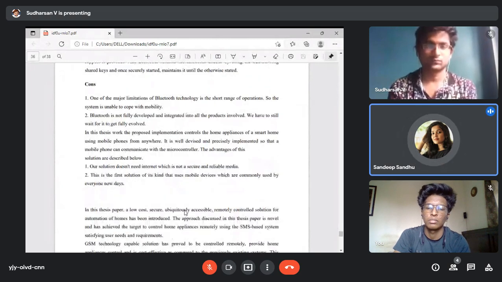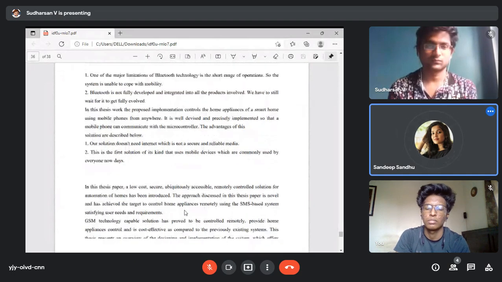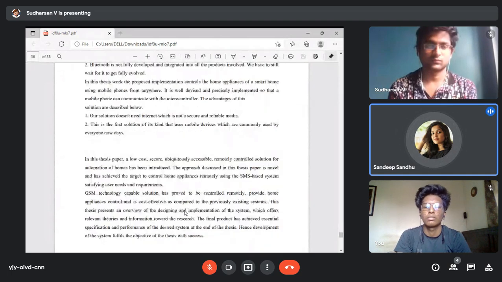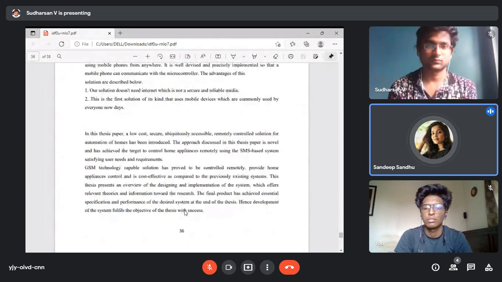Our solution does not need the internet, which is not a secure and reliable medium. This is the first solution of its kind that uses mobile devices, which are commonly used by everyone nowadays.